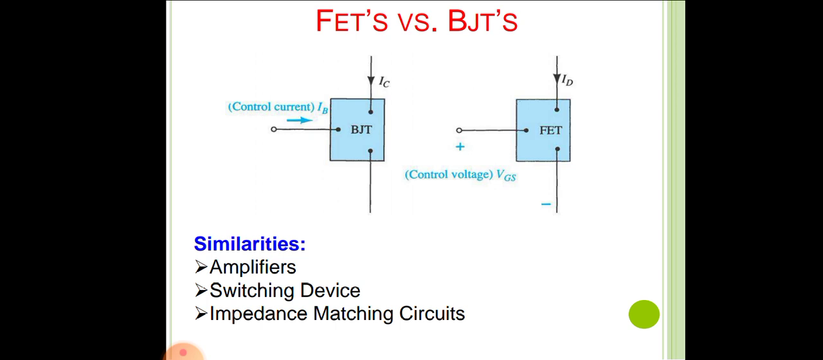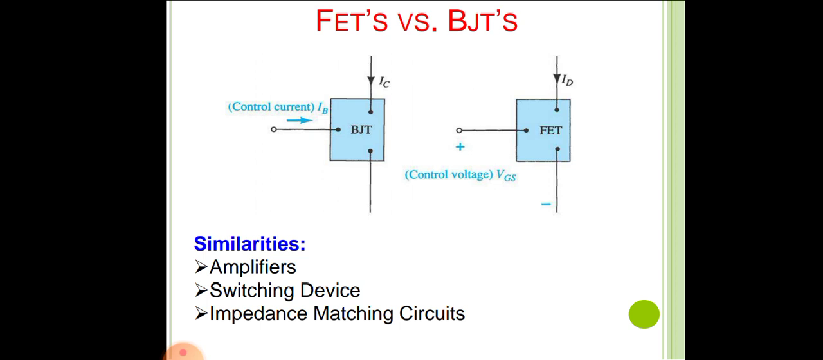Now what is the difference? The switching speed is much faster than BJT. Also, FET is a unipolar transistor, the conduction takes place due to either majority carriers, like for current or voltage. So these are the unipolar devices, and BJT is a bipolar device. The conduction takes place due to minority as well as majority charge carriers.